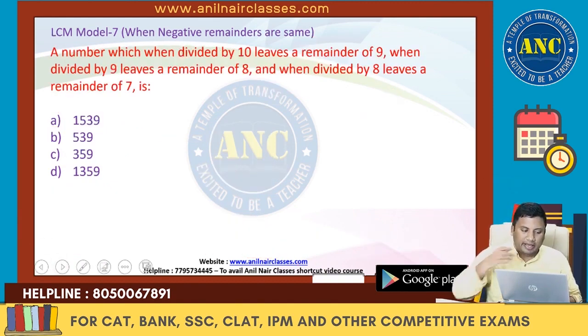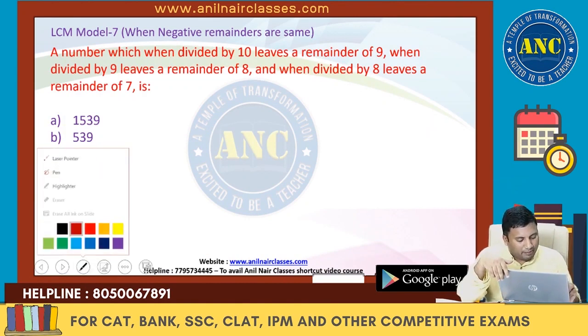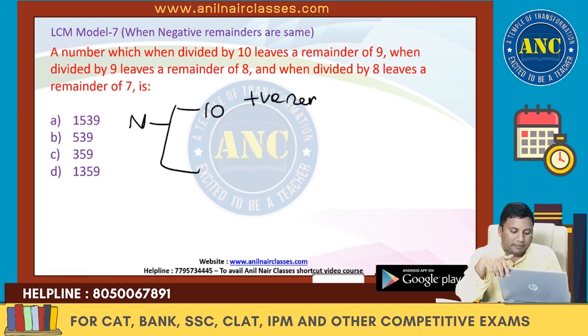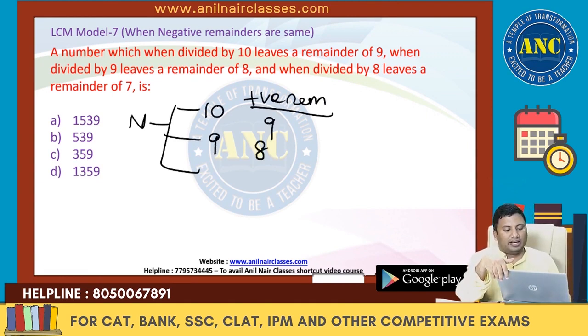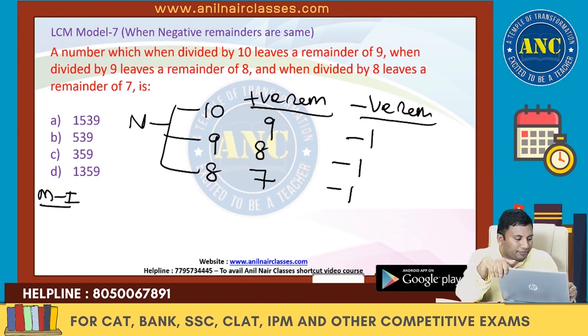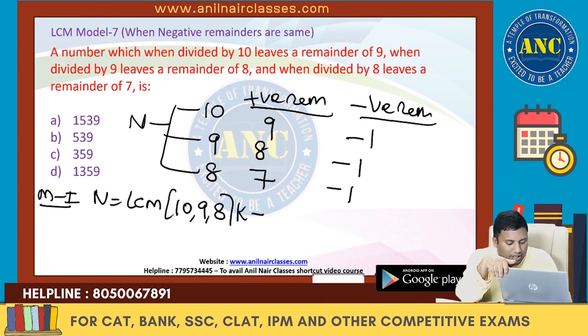Next one. See here. A number which when divided by 10, positive remainder is 9. When divided by 9, positive remainder is 8. When divided by 8, positive remainder is 7. So the negative remainder will be 9 minus 10, 8 minus 9. So method 1 says the number is nothing but LCM of 10, 9 and 8 into k minus 1.